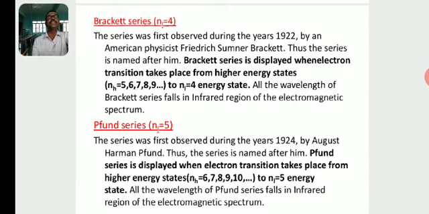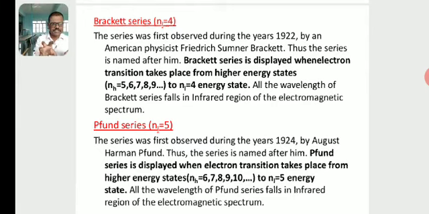So then Pfund series. This series was first observed during the year 1924. It was observed by Pfund. This Pfund series is displayed when electron transit takes place from higher energy states to fifth energy state. That means from sixth state to fifth state, seventh state to fifth state, eighth state to fifth state, etc.